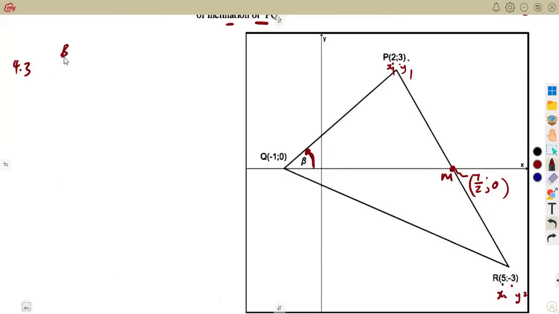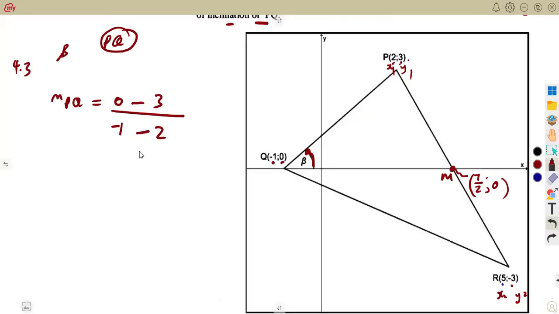So that's 4.3. To find beta, the angle of inclination of the line PQ, we must find the gradient of this line PQ first. Just like the previous case, guys, the gradient of PQ is change in y over change in x. That's the y value 0 minus the y value 3, over the x value minus 1 minus the x value 2. So that's minus 3 over minus 3, which is 1. So this is the gradient M, the gradient of PQ.